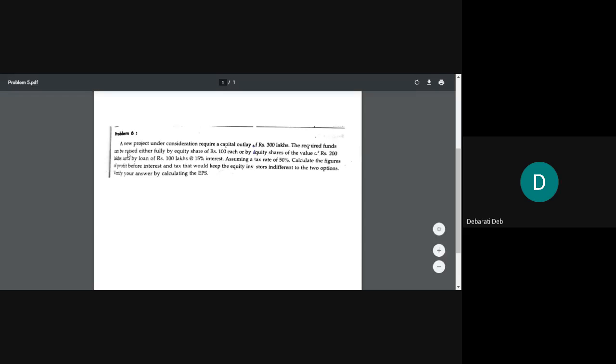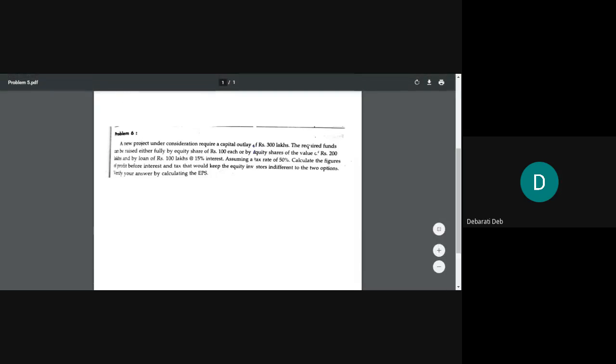So let us begin. This problem says a new project under consideration requires a capital outlay of rupees 300 lakhs. Okay, 300 lakhs is the capital outlay. The required funds can be raised either fully by equity shares of rupees 100 each, or by equity shares of the value of rupees 200 lakhs and by a loan of rupees 100 lakhs at the rate of 15%.